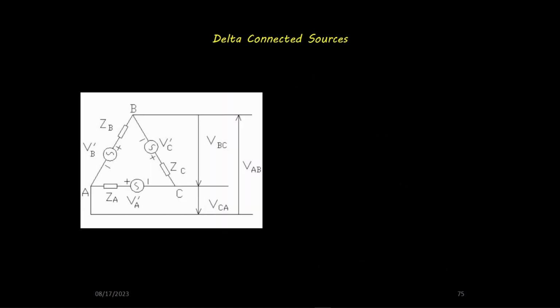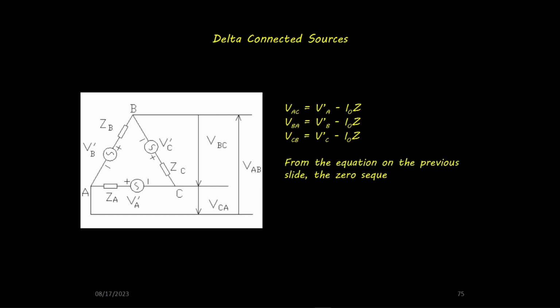From the diagram, VAB equals VA minus I0 times Z. VBC equals VB minus I0 times Z. VCA equals VC minus I0 times Z. From these equations, it can be seen that the zero sequence voltage in the line-to-line voltages is negated by the I0Z voltage drop of the circulating currents.